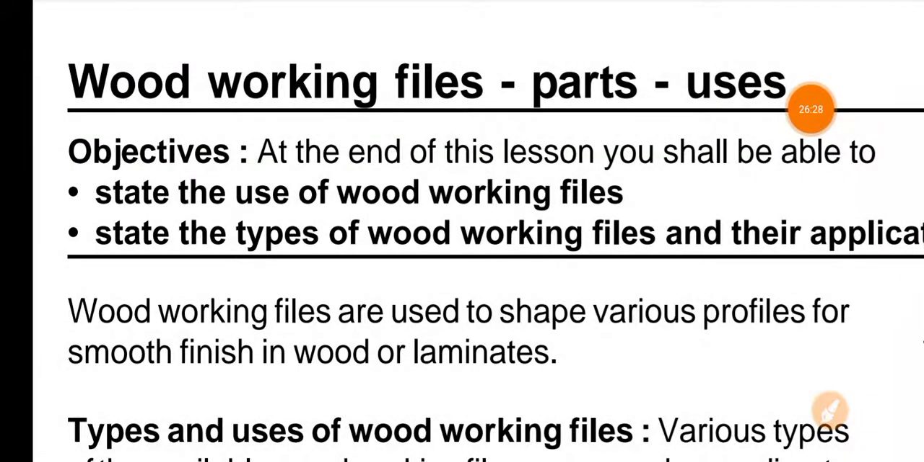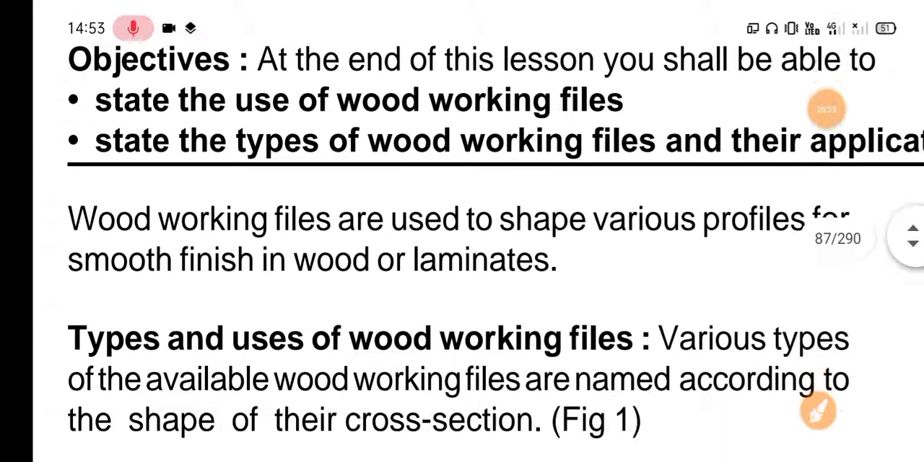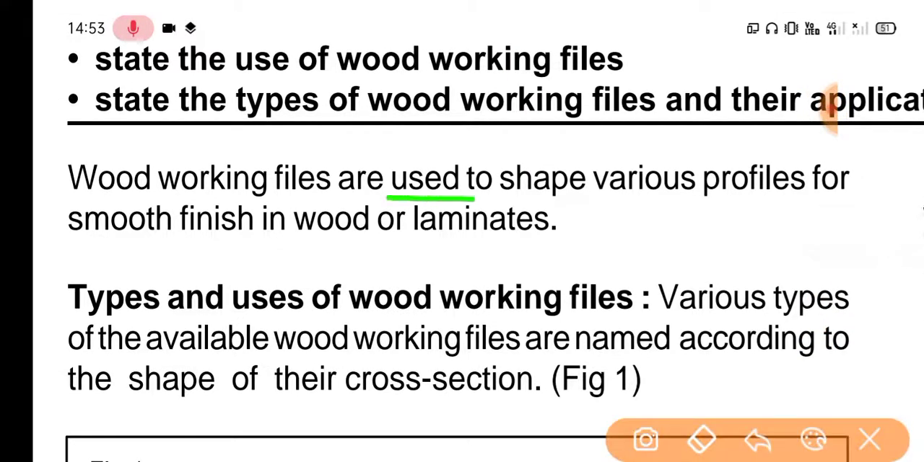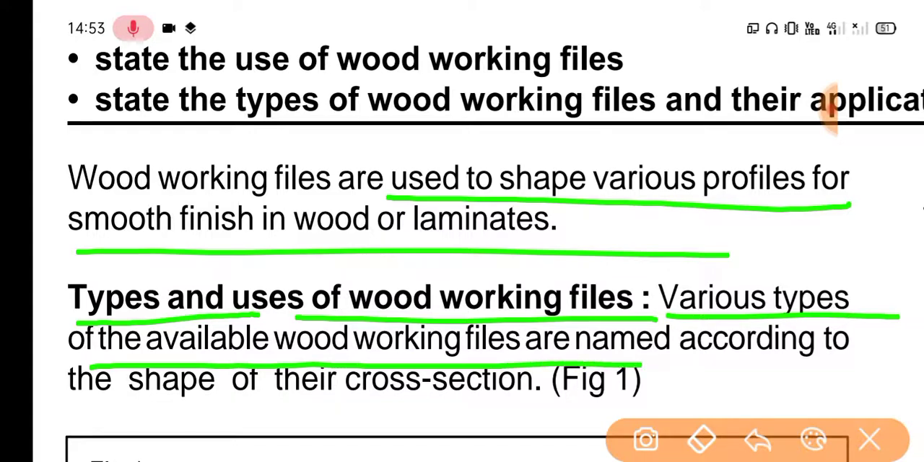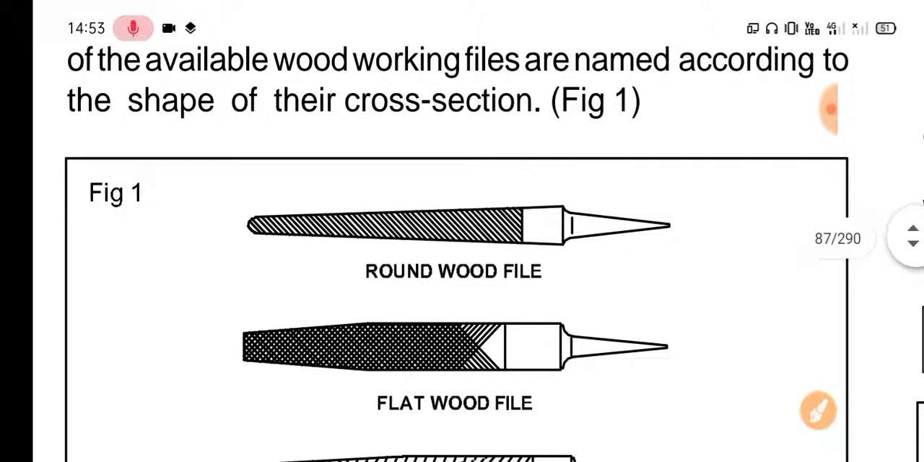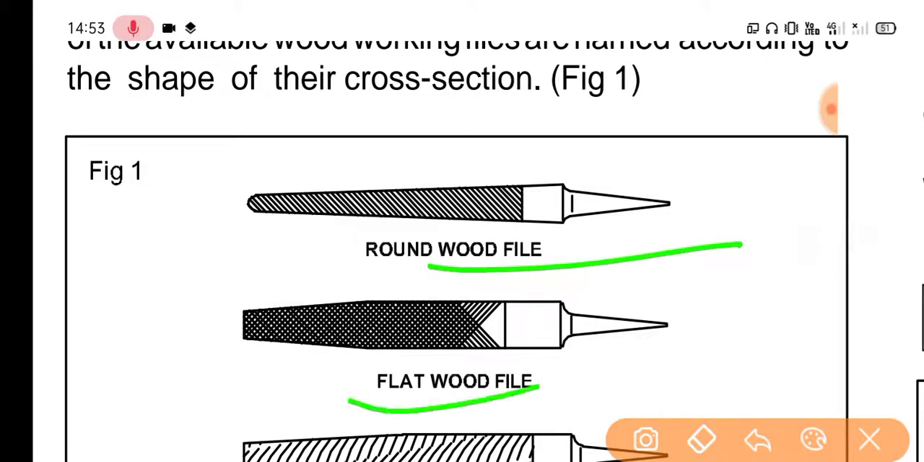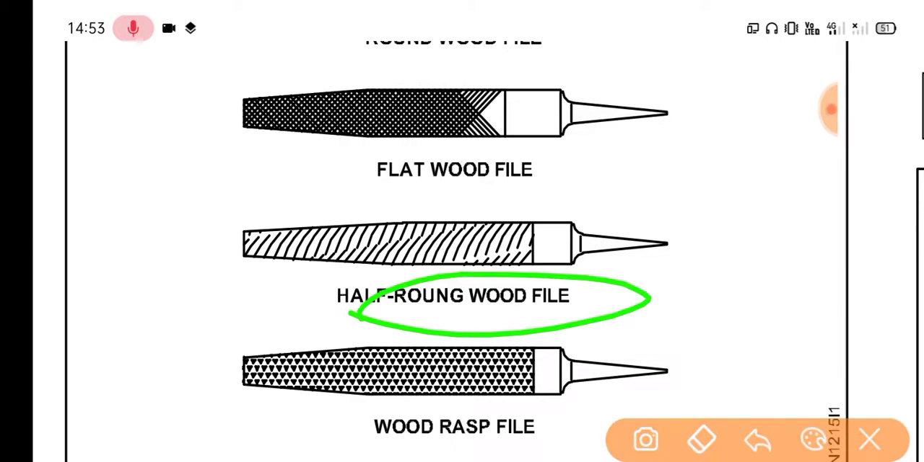Woodworking file, parts and uses. Woodworking files are used to shape various profiles and for smooth finishing of wood. Types and use of woodworking files. Various types of the available woodworking files are named according to the shape of their cross section. This is a round file, this is a flat wood file, this is a half round wood file, and this is a wood rasp file.